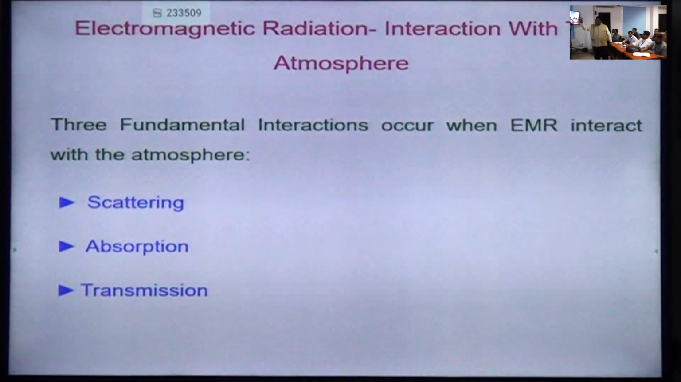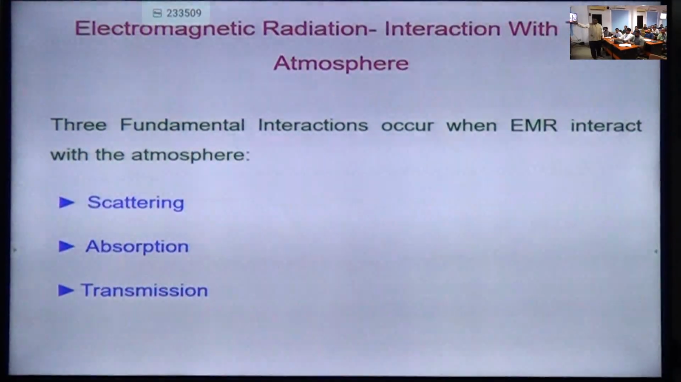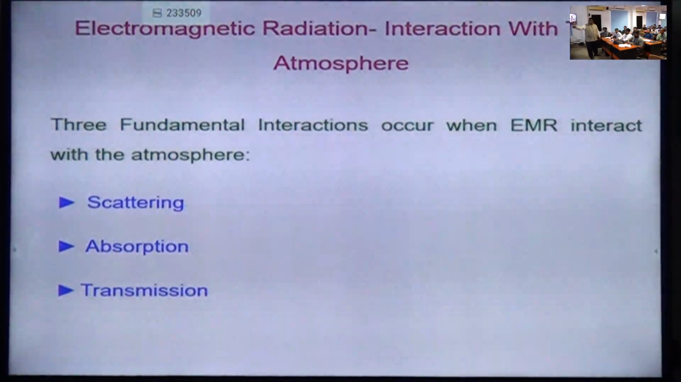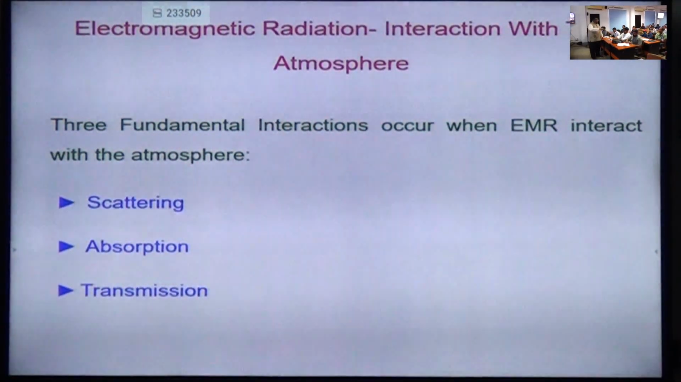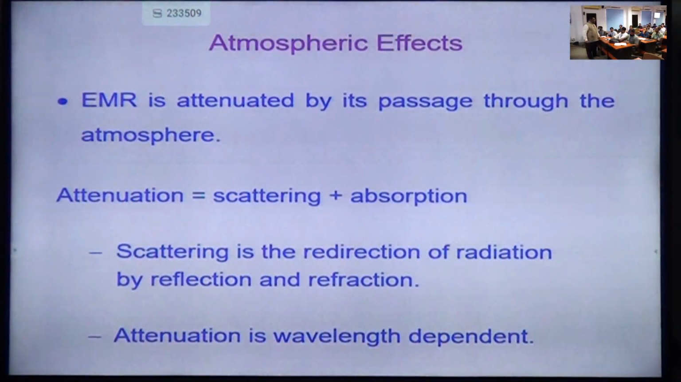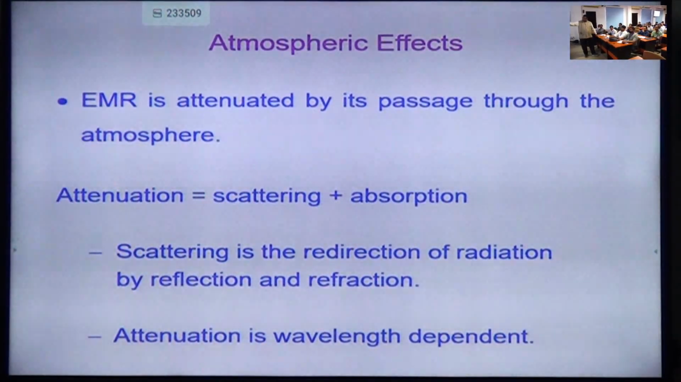So three fundamental interactions occur when electromagnetic radiation is passing through the atmosphere. What are the three? Scattering, then absorption and transmission. Transmission and absorption are common. Earlier we showed reflection, now it is scattering. What is the difference between reflection and scattering? I will let you know. So, next.